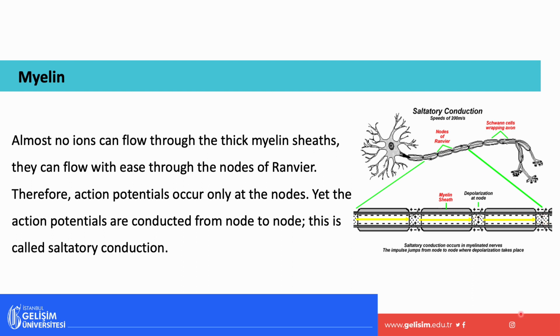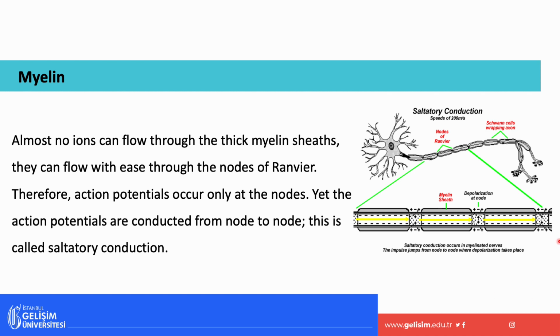So despite this, the action potential can still travel along the nerve fiber by a process called saltatory conduction. This means that, again, right over here, saltatory conduction. So what this says is that these action potentials are jumping from node to node rather than traveling continuously along the entire length of the nerve fiber.